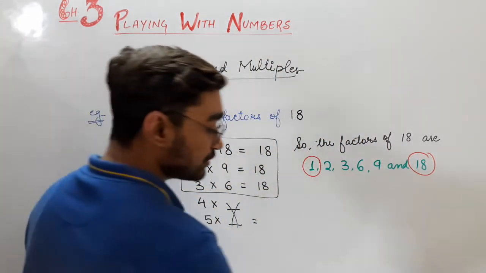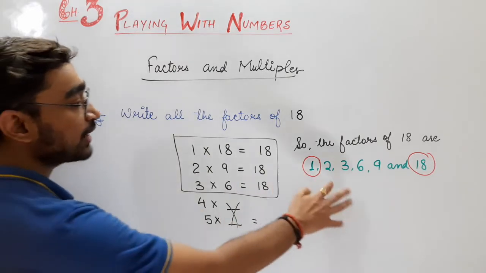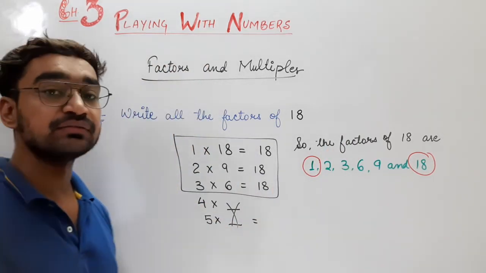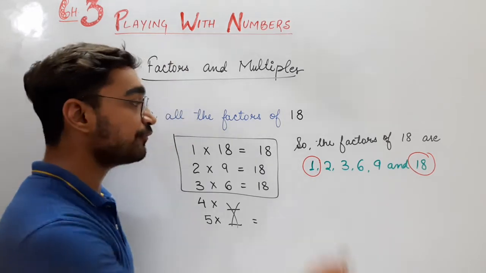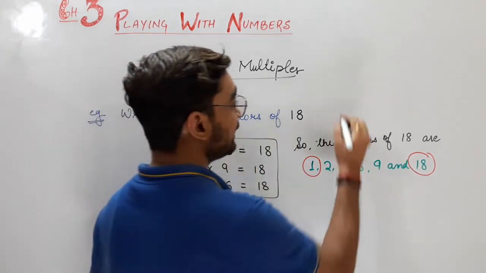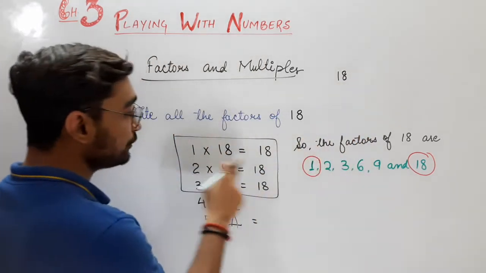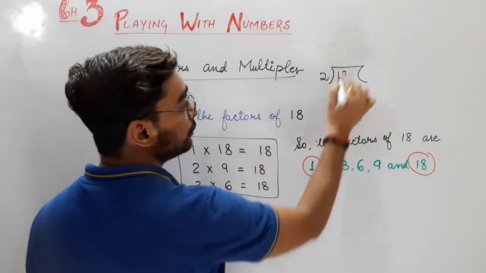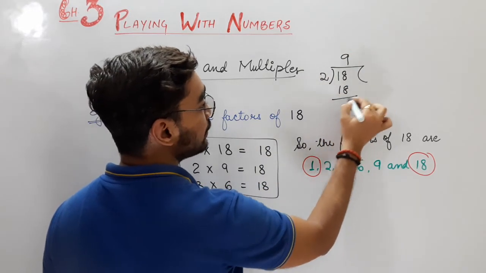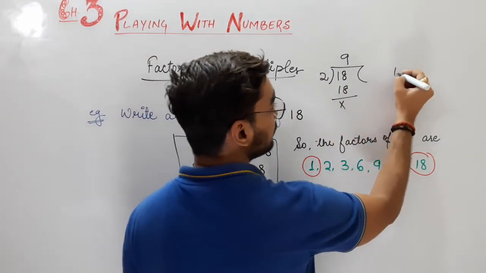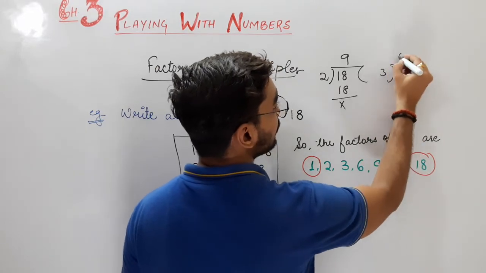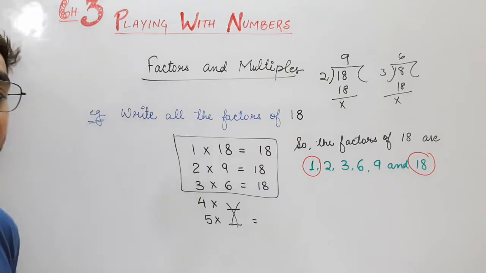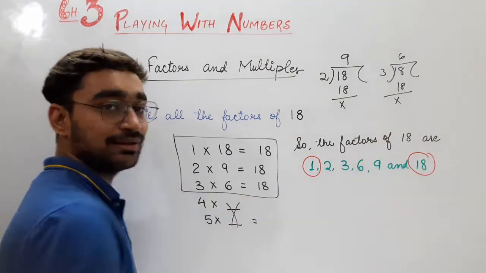One more definition of a factor is that factors are the complete divisors of that number. For example, if you are dividing 18 by any of these numbers, the remainder should be 0. For example, I am checking with 2. 2 9s are 18. The remainder is 0. If I am doing with 3, 3 6s are 18. The remainder is 0. If I am doing with 6, 3 6s are 18, remainder will be 0. 9 2s are 18, remainder will be 0.